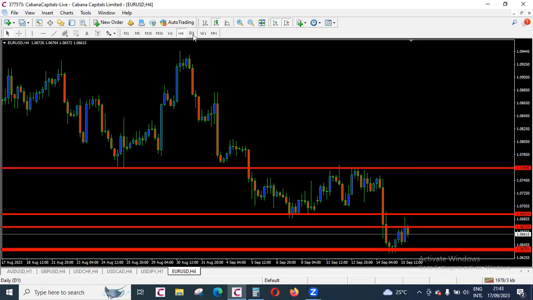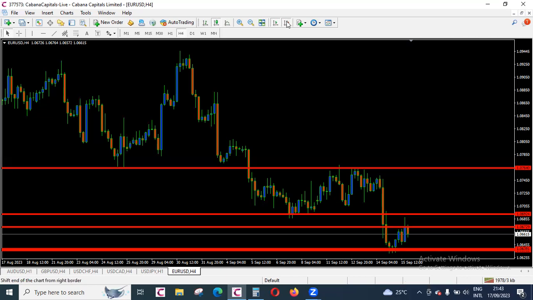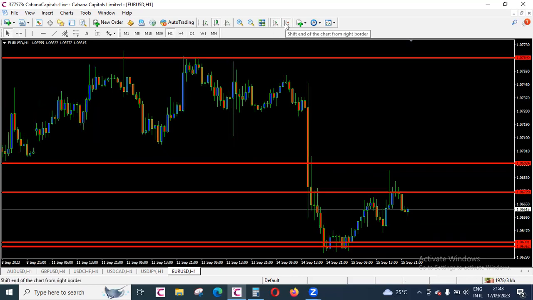Let's go to daily. Let's use 4 hour. Okay. 4 hour, 1 hour. Let's see. We have 1 hour. Okay. So you can take a Fibonacci, apply it from this swing high to this swing low.